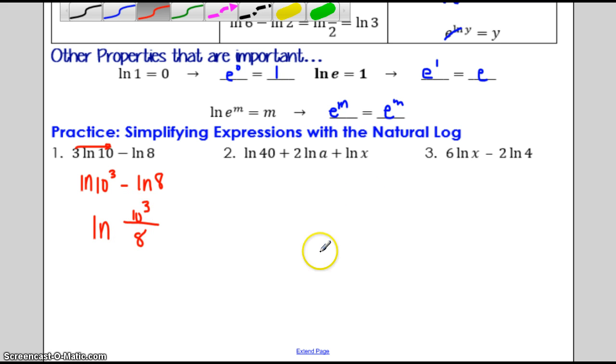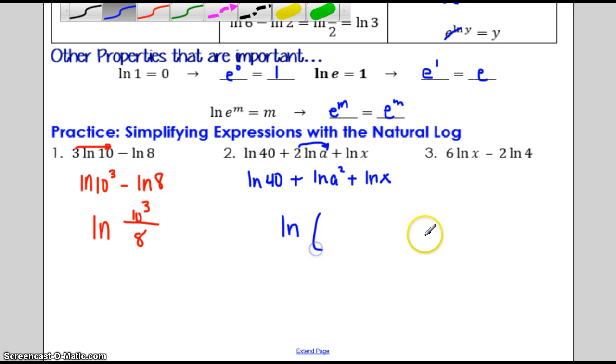Done. All right, so addition is going to become multiplication, but we want to move those to become exponents and coefficients first. So ln natural log of 40 and natural log of a to the second plus natural log of x. So we're going to just have 1.